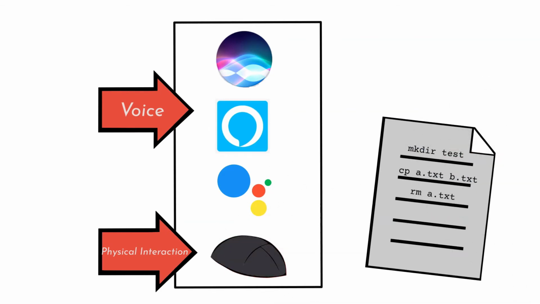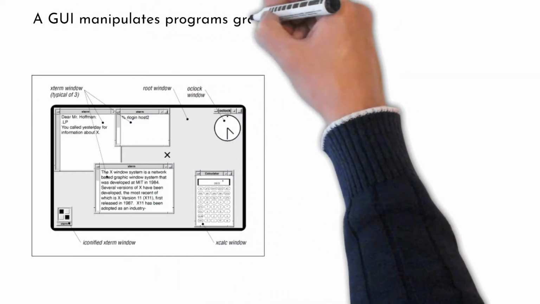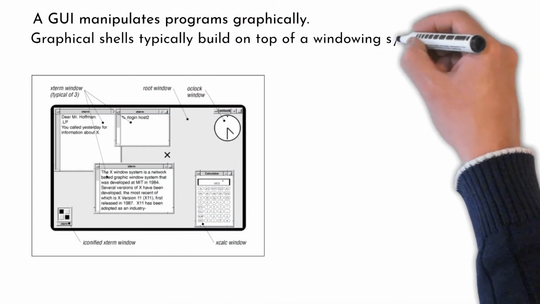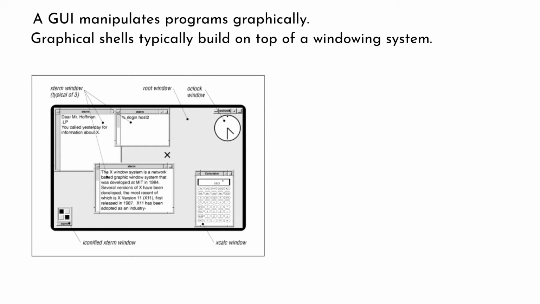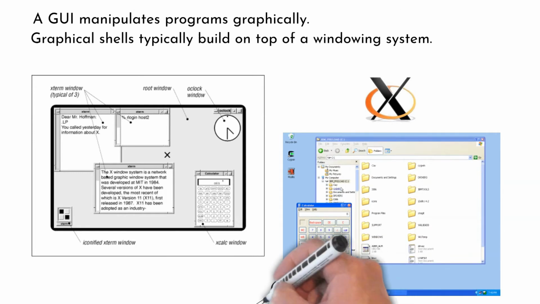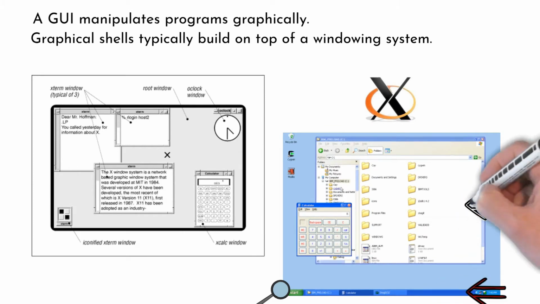A collection of shell commands is called a wrapper or a script. A GUI manipulates programs graphically. Graphical shells typically build on top of a windowing system, such as Xquartz for macOS and Windows Shell for Microsoft Windows. Windows Shell provides a desktop environment, start menu, taskbar, and a GUI for accessing the file management functions of the operating system.